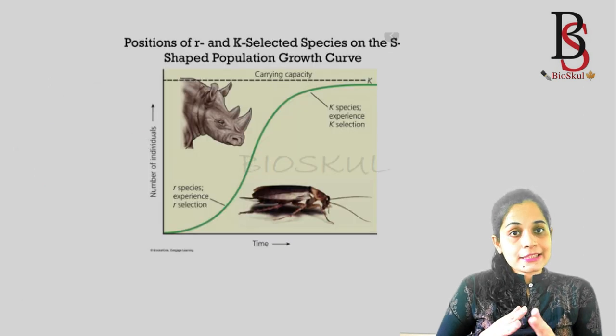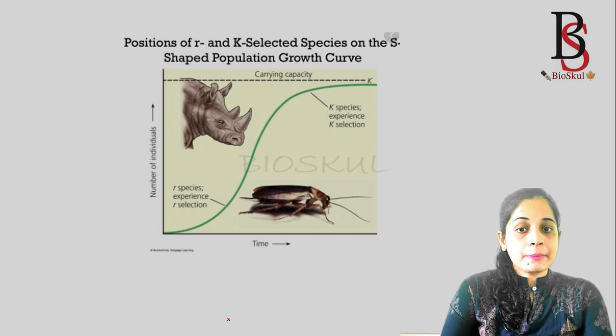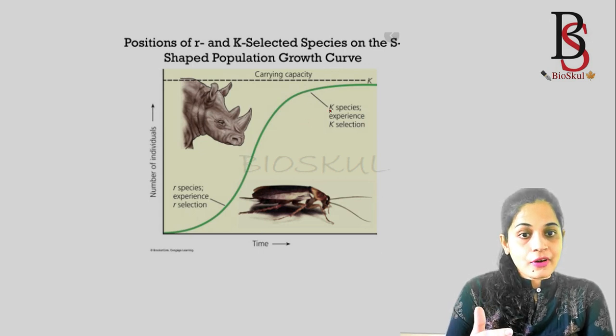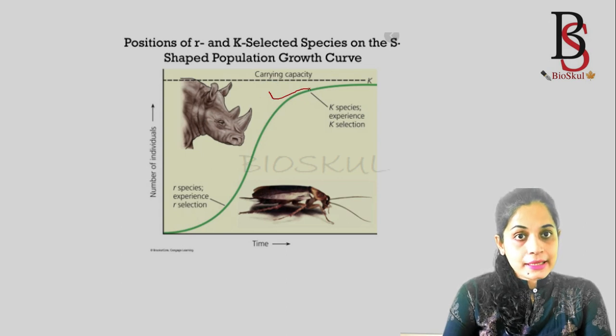So this is the graph. This is the sigmoid growth curve that represents the position of R and K selected species. Let's see the K selected species, which means they are found at the carrying capacity. Here also you can observe the K selected species are at or near the carrying capacity, whereas R selected species are found at the base.